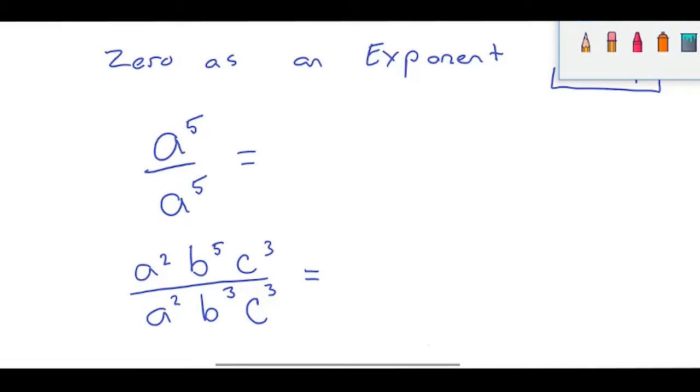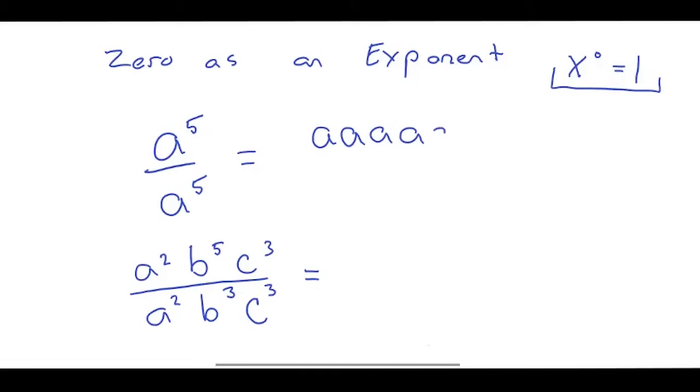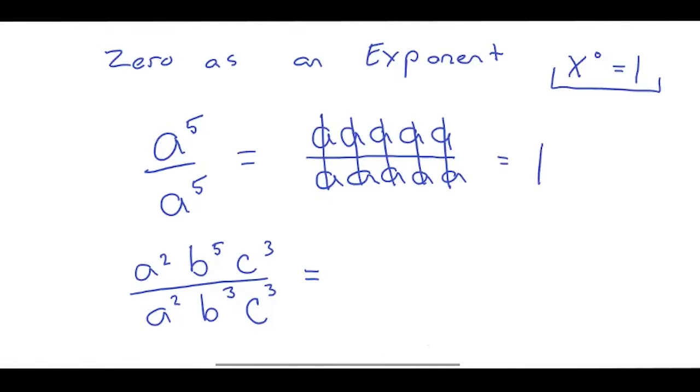So let's say I have a to the 5th, okay? That's going to be a times a times a times a times a divided by a times a times a times a times a. Notice how for every a on the top, there's an a on the bottom. And they all cancel out, leaving us with 1. So be mindful that anything divided by itself is 1, not 0, okay?